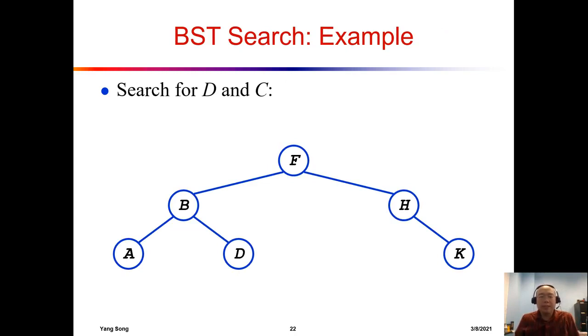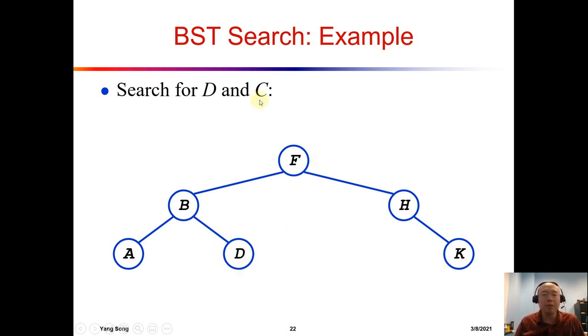And let's see this example. If we are looking for the key D, we start from the root, and we know that D is smaller than F, so we want to search the left subtree, and then we visit the root of the left subtree, which is B, and D is greater than B, so we want to search on the right subtree, and ta-da, indeed we find the key D, right?